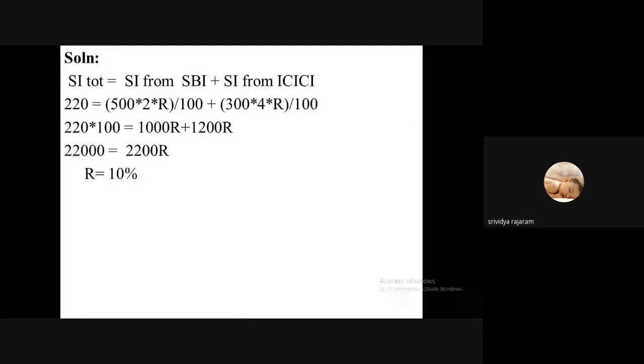This is the doubt asked by Vishwa. So if they are asking in N also, divide the number of days given by 360 into 12, and you will get it in terms of years. Clear?